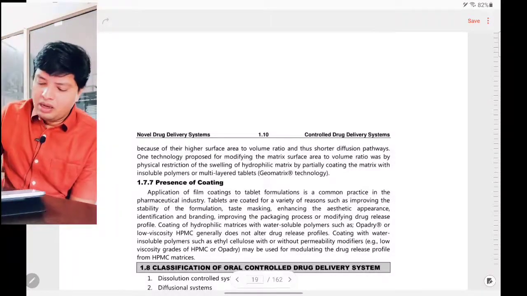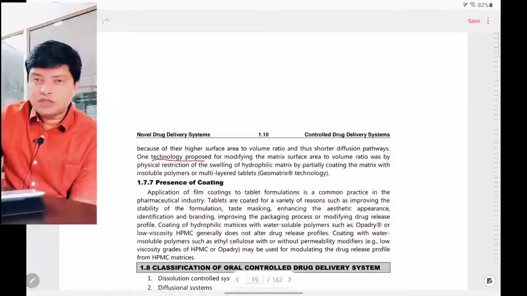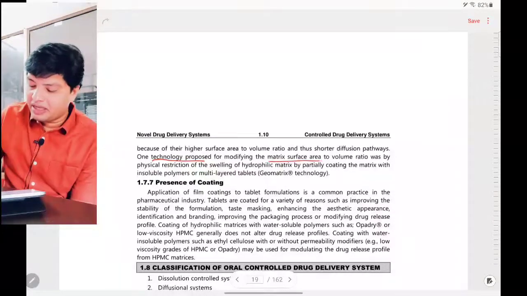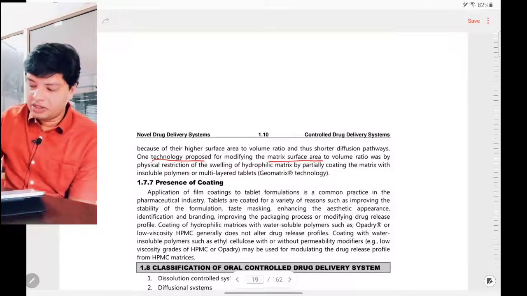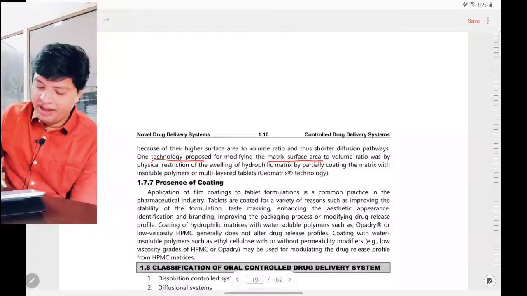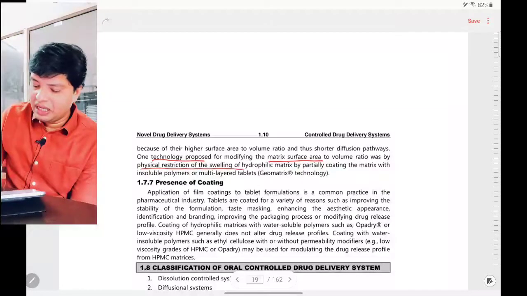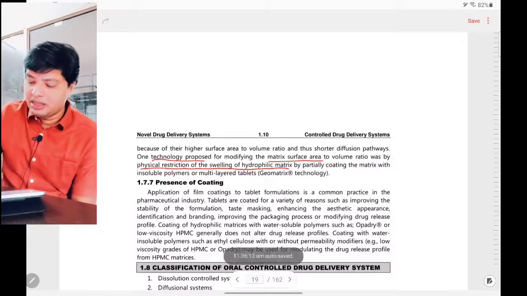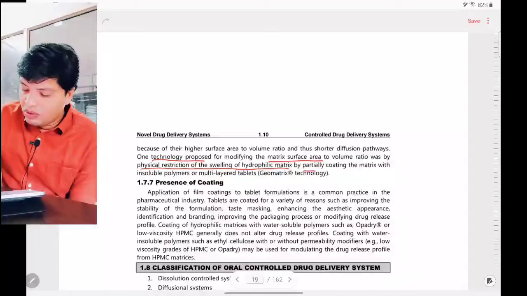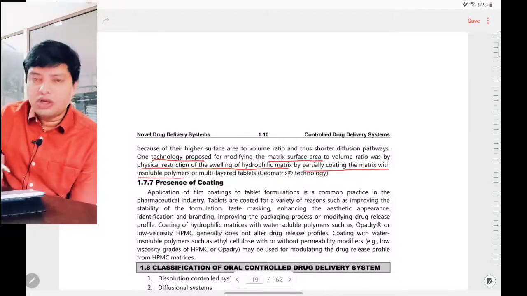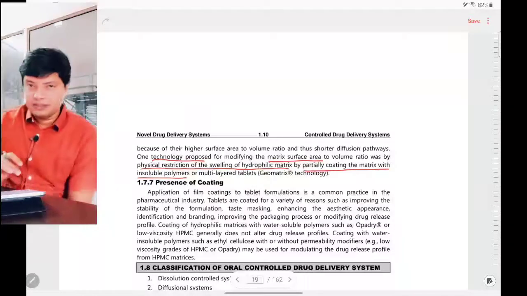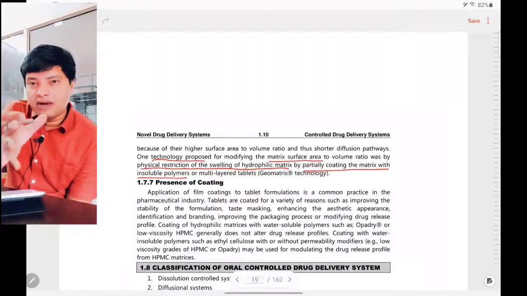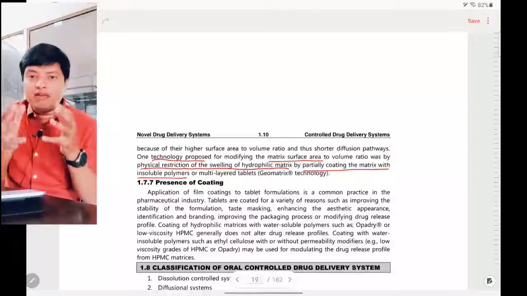We have one technology here which is proposed. Example, I am telling how to do that: modifying the matrix surface area to volume ratio. Surface area to volume ratio can be modified by physical restriction of swelling of the hydrophilic matrix. How can you do that? By partially coating with matrix insoluble polymers. What I am trying to say here is, you can manage the tablet surface area by physically restricting the swelling of the polymers.